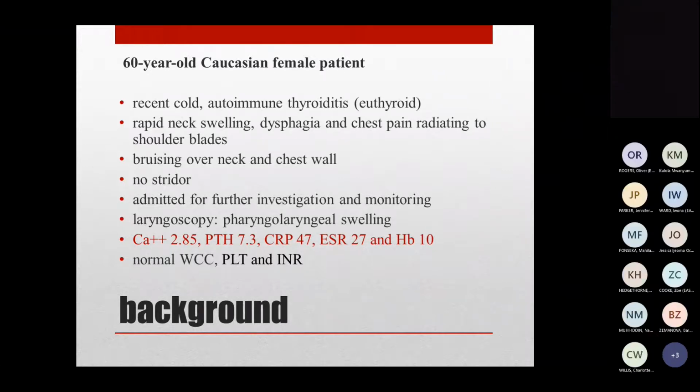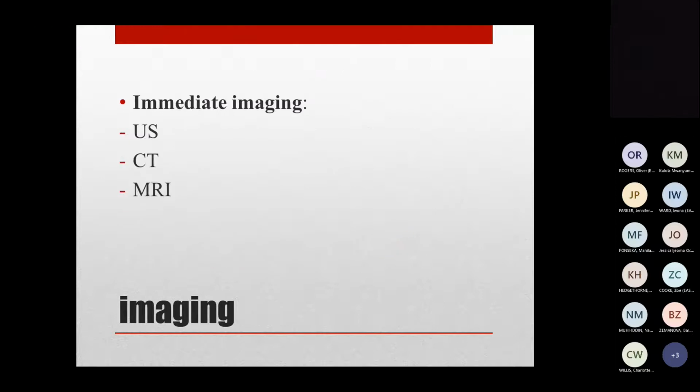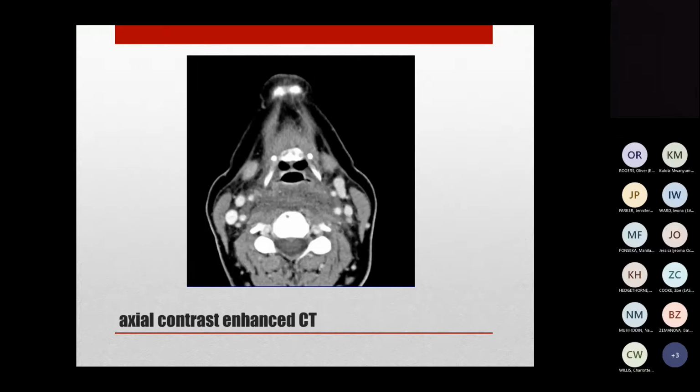A nasolaryngoscopy showed only mild pharyngolaryngeal swelling. Bloods were taken, which showed an elevated calcium and parathyroid hormone level. The CRP and ESR were mildly elevated, and the hemoglobin level was mildly reduced. And the remaining bloods were normal. So the initial imaging that was performed was an ultrasound, a CT, and an MRI scan.